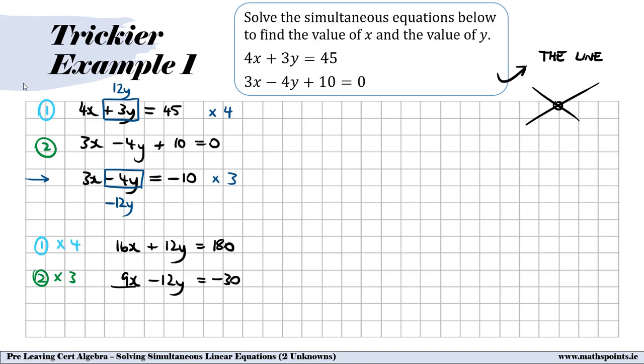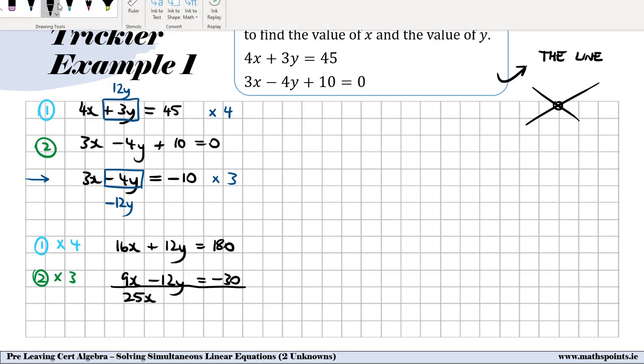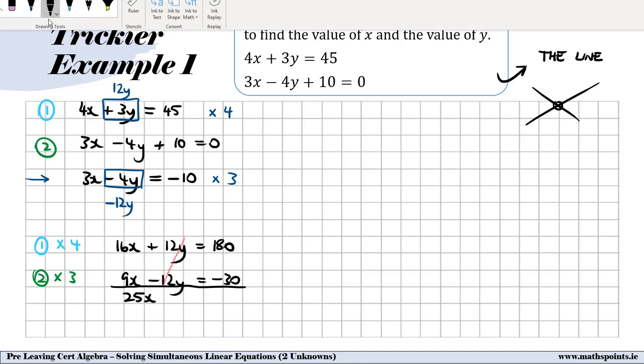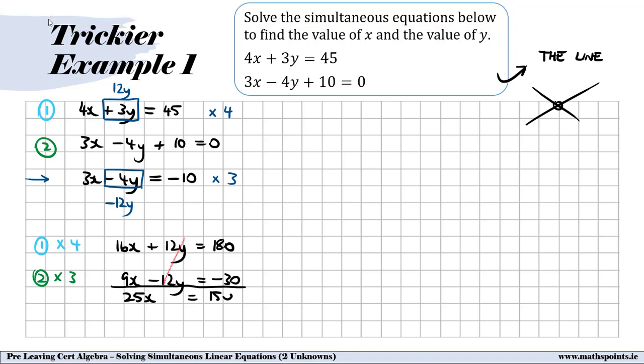I draw a line underneath and I'm going to add both lines. 16x plus 9x is 25x. And plus 12y minus 12y gives me 0, and so the y's are eliminated from the equations. Finally, I have 180 minus 30, which is 150. 25x equals 150, so if I divide both sides by 25, I get that x equals 150 divided by 25, which is 6. And so the value of x in this question is 6.